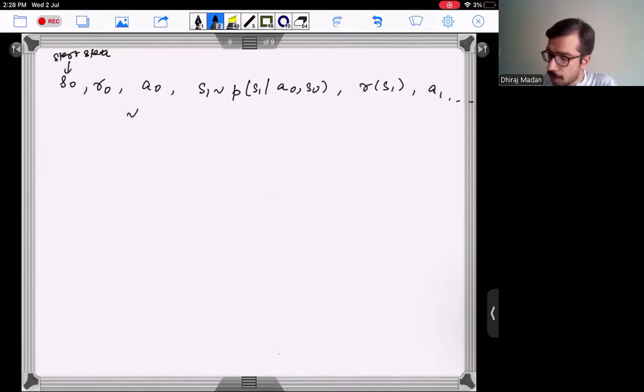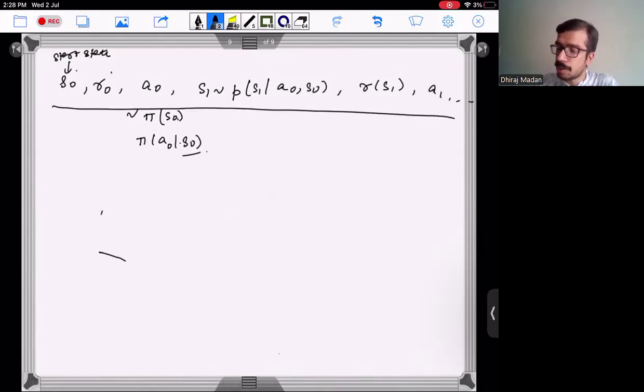So the actions of the agent are governed by the policy function pi of S naught, or it can be coming from a distribution of pi of A naught given S. So it can be deterministic or stochastic. This entire sequence of states, rewards, actions, and so on, is called a trajectory.